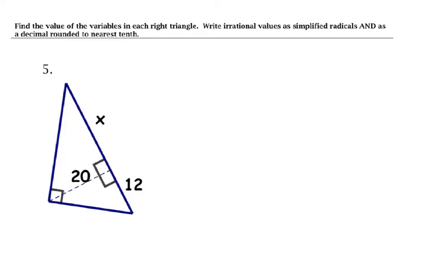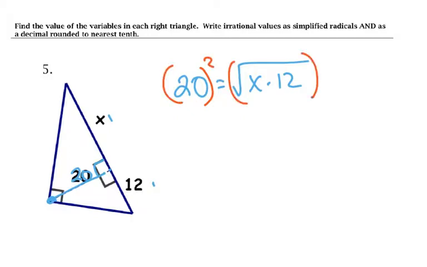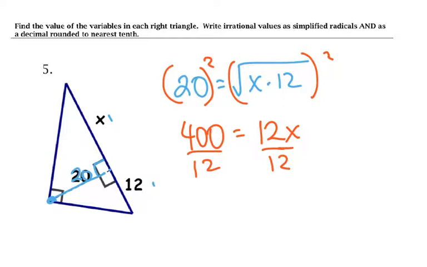So let's take a look at this one. We notice that from the right angle, we have drawn this segment at 90 degrees. I know that this one's 20, and then my pieces are x and 12. So I would say 20 is equal to the square root of x times 12. To solve that for x, we're going to square both sides to get rid of the radical. So 400 equals 12x. Divide by 12, and it asks for simplified radicals and as a decimal to the nearest tenth.